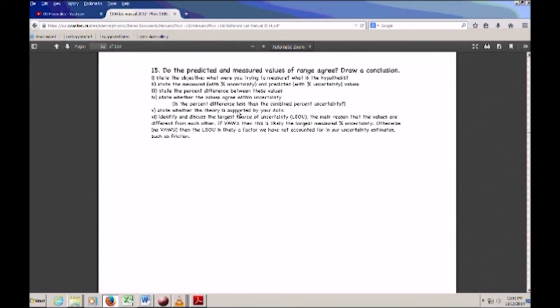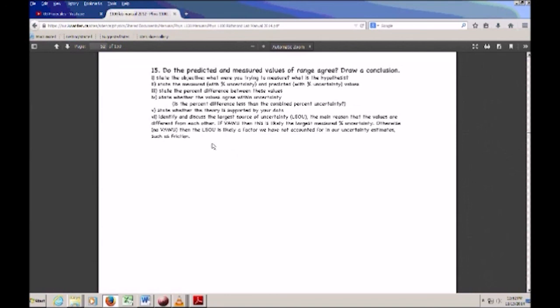State whether the theory is supported by your data, and then finally you identify what your largest source of uncertainty is. And you identify a largest source of uncertainty regardless of whether your values do or do not agree with an uncertainty. If the values do agree with an uncertainty, then your largest source of uncertainty will be something you took into account. So you go and look at your raw data values. Whichever measurement you took had the largest percent uncertainty, that would be your largest source of uncertainty when the values agree with an uncertainty. If the values do not agree with an uncertainty, then the largest source of uncertainty has to be something you didn't take into account.